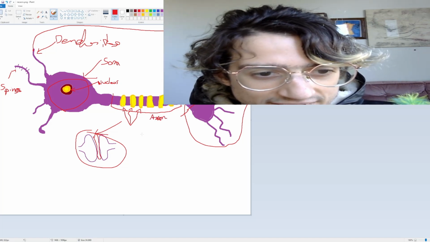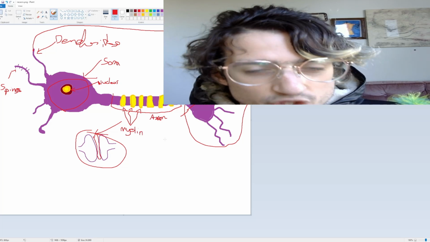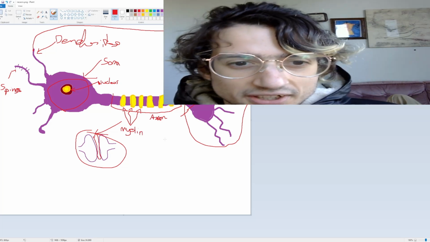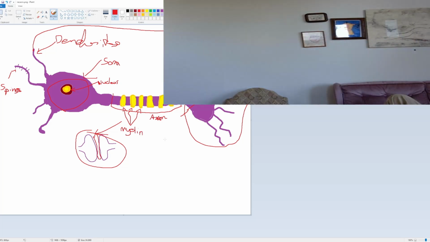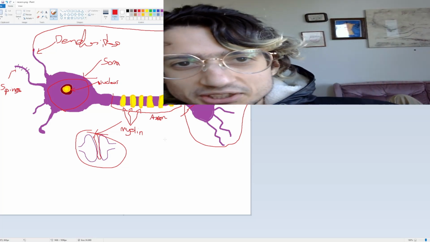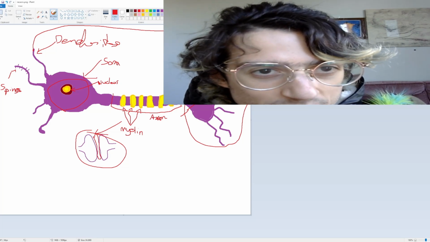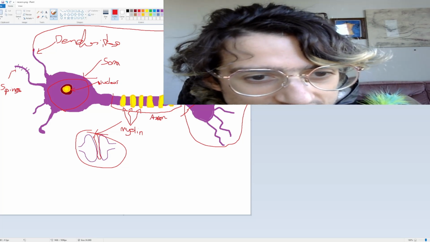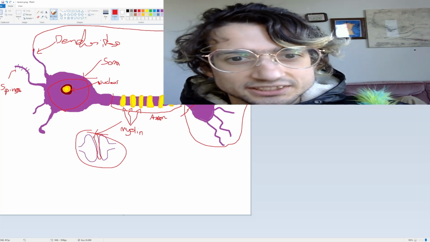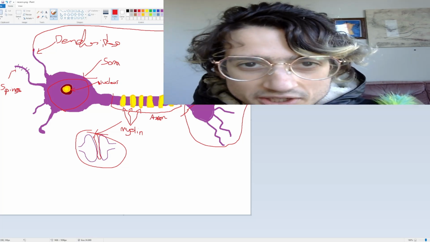This is your axon. Now these sheaths are made up of a substance called myelin, which is basically just fat. This helps signal to go down the axon to the axon terminal much faster.